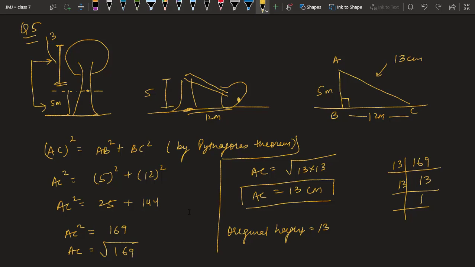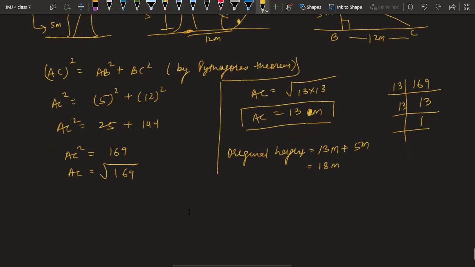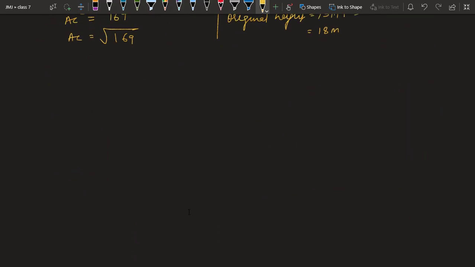Sorry, my mistake. This was meter. This is also meter. Okay. Every unit is in meter only. So 13 meter plus 5 meter and the height of tree is 18 meter. Okay. Now question number 6.